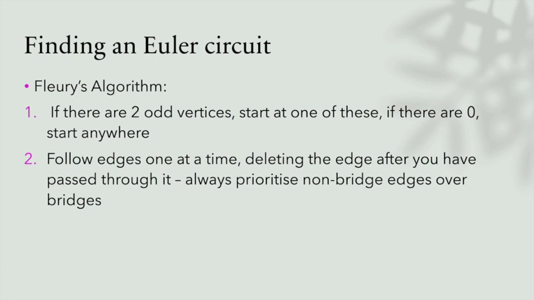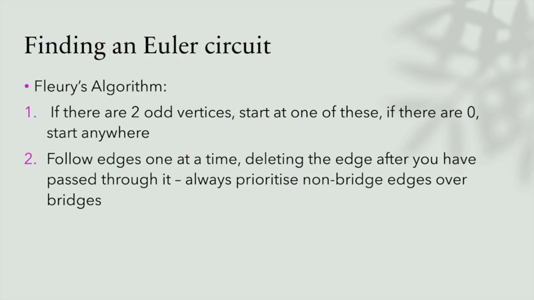The primary method for finding an Euler circuit in a graph meeting the criteria in Euler's theorem is by applying Fleury's algorithm, which states if there are two odd vertices, you start at one of these. If there are 0, you can start anywhere. The second part says you follow the edges one at a time, deleting the edge after you have passed through it, and you should always prioritize the non-bridge edges over the bridge edges to avoid disconnecting the graph.